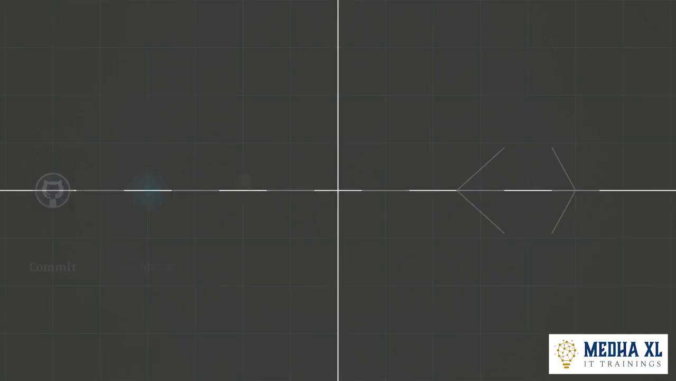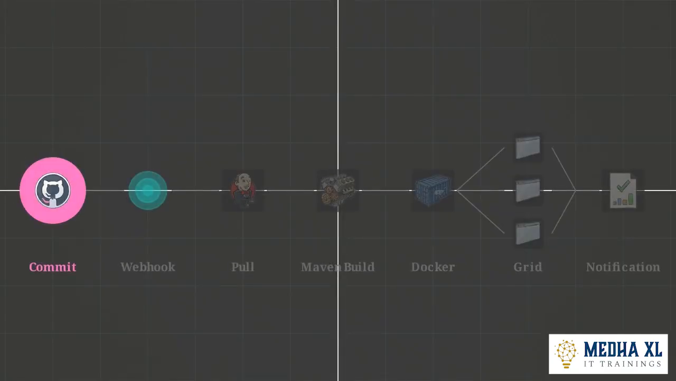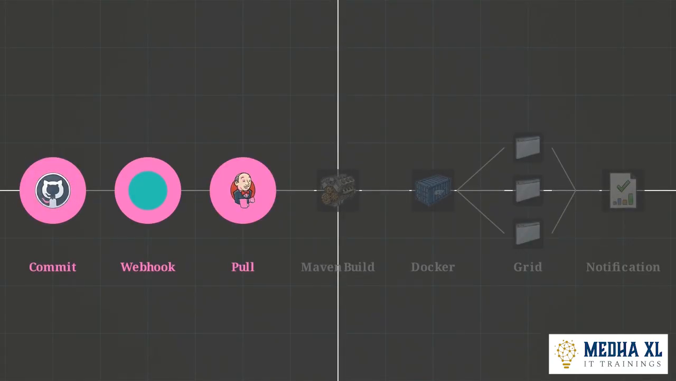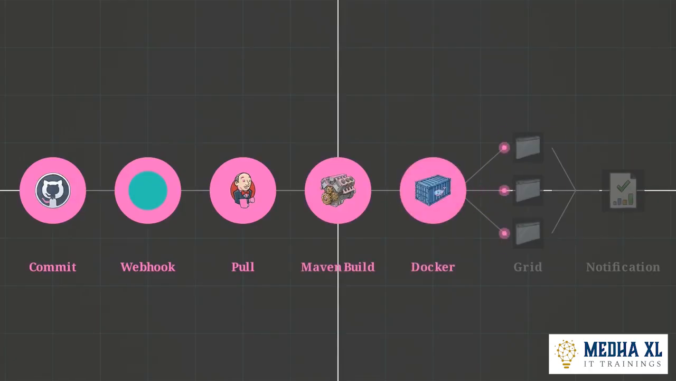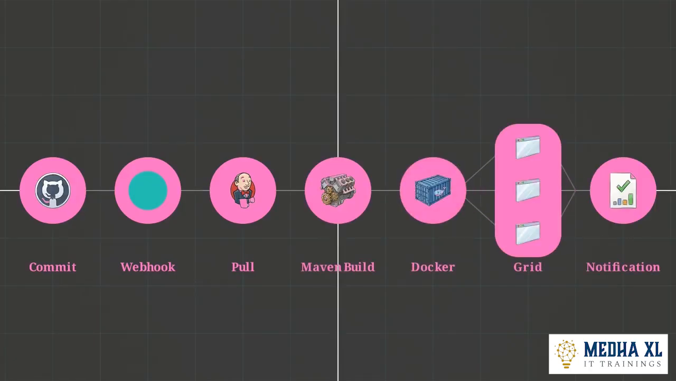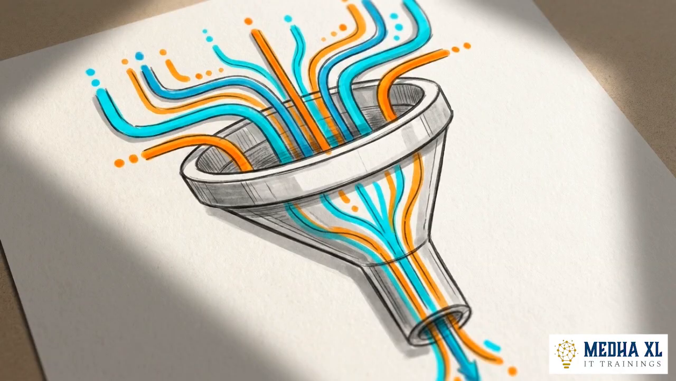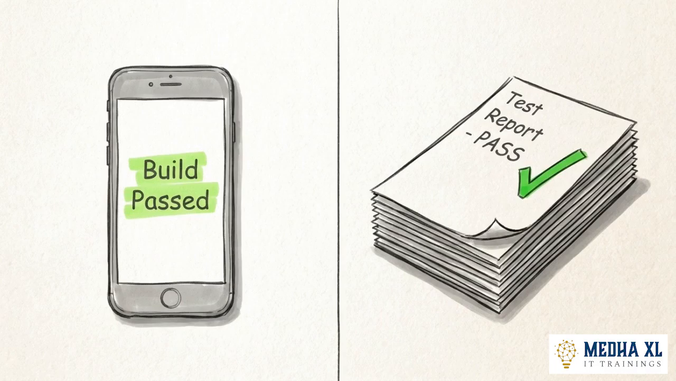Look at this complete 7-step enterprise architecture: code commit, webhook trigger, code pull, Maven build, containerized execution, and finally, reporting and notification. Post-execution, the pipeline translates raw terminal data into clear visual documentation using extent reports. The final automated action of the pipeline is distribution. The system instantly pushes pass or fail notifications directly to stakeholders via email or Slack, with comprehensive reports attached.